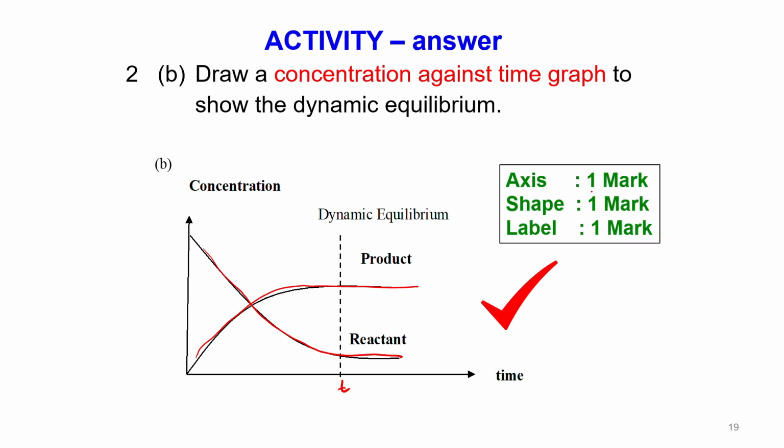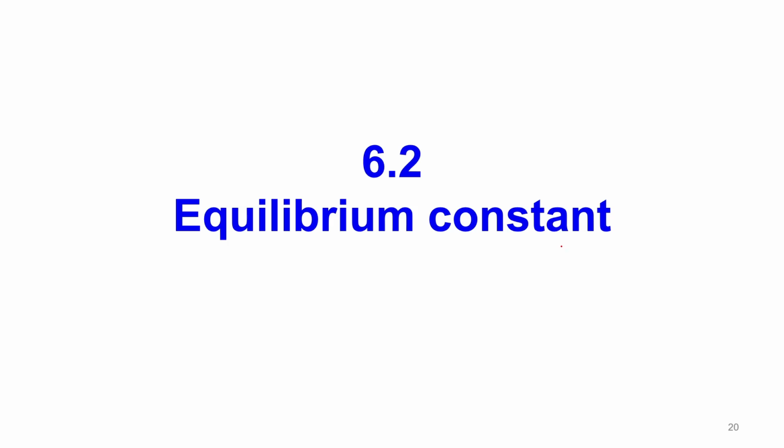Okay, so axis 1 mark, shape, bentuk ni 1 markah, dan the label 1 mark. So altogether 3 marks for a graph. Okay, so that's for chapter 6.1. Okay, next 6.2, equilibrium constant.